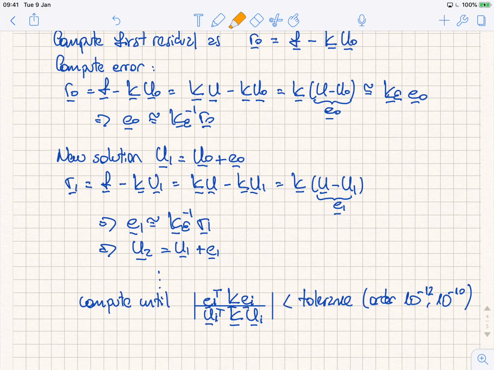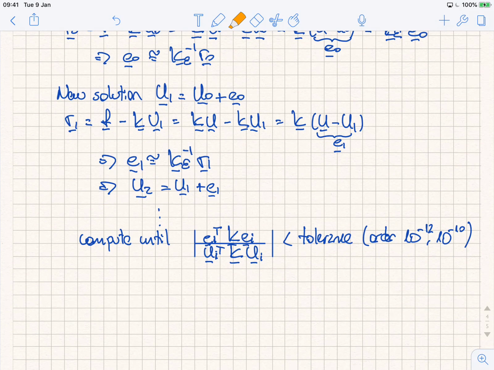With the error, we can update our solution and we continue doing this iteratively until some norm of the error falls within tolerance, and we can exit the whole iterative procedure. And then we have found one set of values.